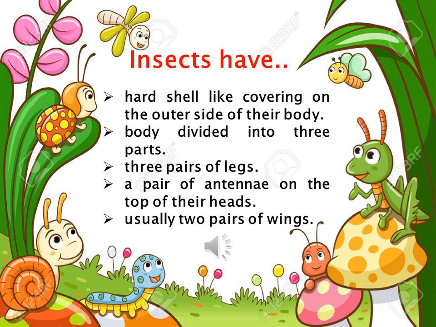And the insects can eat plants. Some insects feed on other animals, and some of the insects even suck blood. Now in the next slide you can see through a diagram that the body of insects is divided into 3 parts, and through this picture you will be clear with this thing.